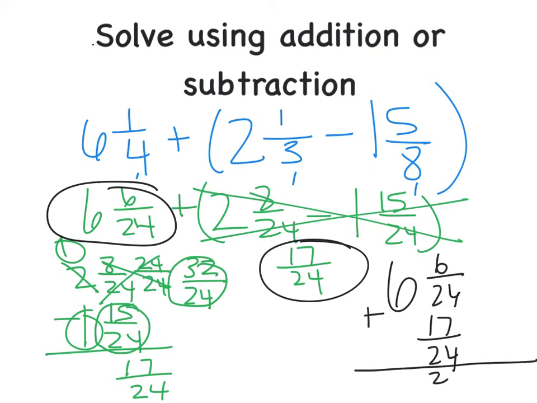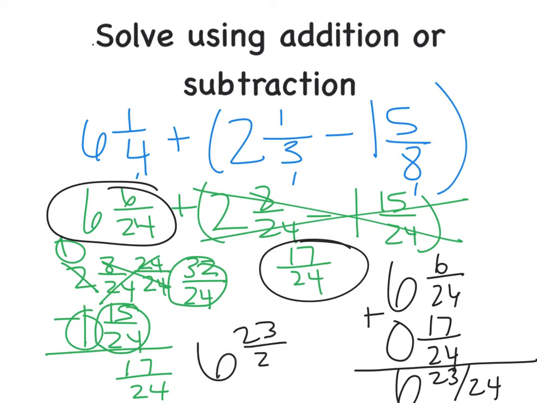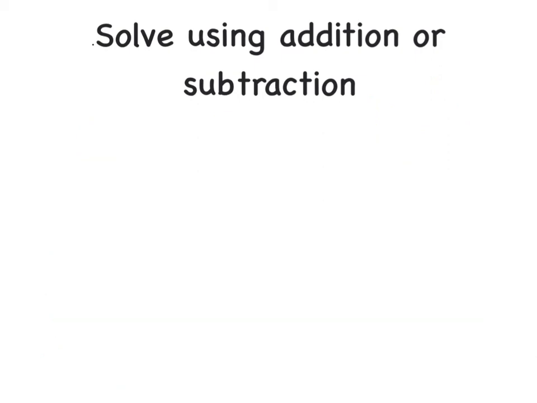Seventeen plus 6 is 23/24, and 6 plus 0 is 6. So my final answer is 6 and 23/24. So really, I just combined 2 problems together here. We're going to look at another example together that involves parentheses, because those can be a little bit tricky.